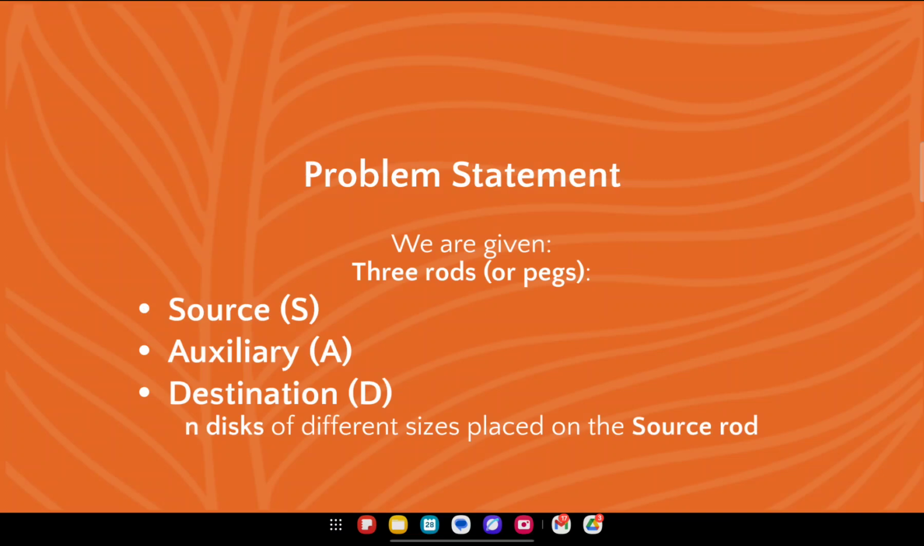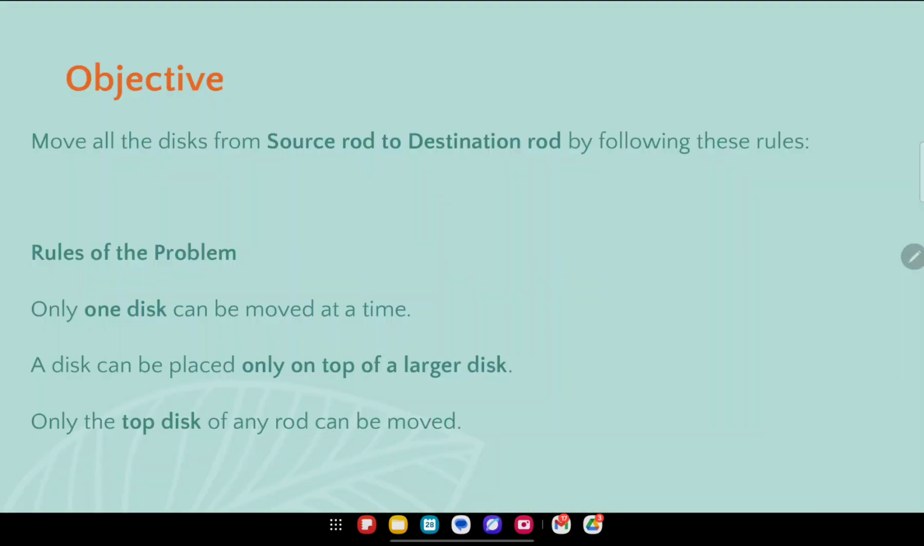Let us understand the problem clearly. We are given three rods, which are also called pegs: a source rod, denoted as S, an auxiliary rod, denoted by A, and the destination rod, denoted by D. On the source rod, we have n discs of different sizes. These discs are arranged such that the largest disc is at the bottom and the smallest disc is at the top.